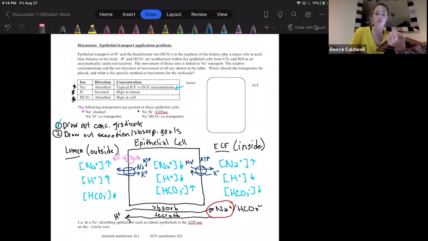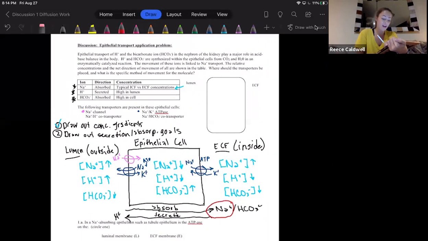So again, I want you to take a second to work out in your head which one of these is correct. Will it be on the luminal side or will it be on the extracellular fluid side? So go ahead and think it through in your brain. And now I will go ahead and tell you.